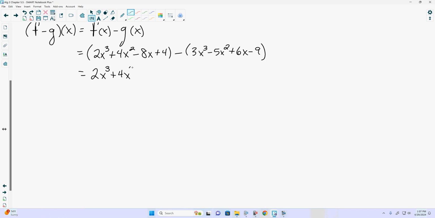Now, with our subtraction, our first expression, 2x cubed plus 4x squared minus 8x plus 4, is going to stay the same. But our second expression, 3x cubed minus 5x squared plus 6x minus 9, we have to apply that negative to every single term, which makes our 3x cubed negative 3x cubed. Our negative 5x squared is now positive 5x squared. Our positive 6x is now negative 6x, and our negative 9 is now positive 9. Really, we just go through and flip the signs on every single one.